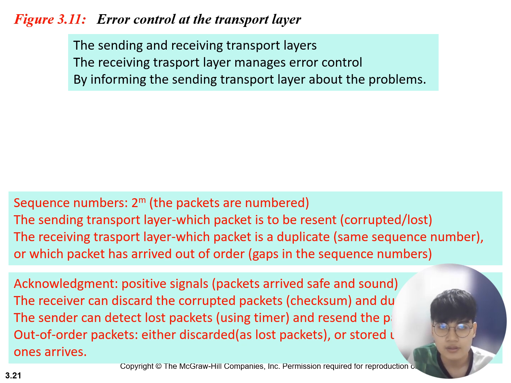Error control at the transport layer, at the sending and receiving transport layers. The receiving transport layer manages error control by informing the sending transport layer about the problems. Sequence numbers: the packets are numbered. The sending transport layer knows which packet is to be resent, corrupted or lost. The receiving transport layer knows which packet is a duplicate, with the same sequence number, and which packet has arrived out of order, given the sequence numbers. Acknowledgement is a positive signal that a packet has arrived safe and sound. The receiver can discard a corrupted packet. With a checksum, the sender can detect a lost packet using a timer and resend it. Out-of-order packets are either discarded as lost or stored until the missing one arrives.